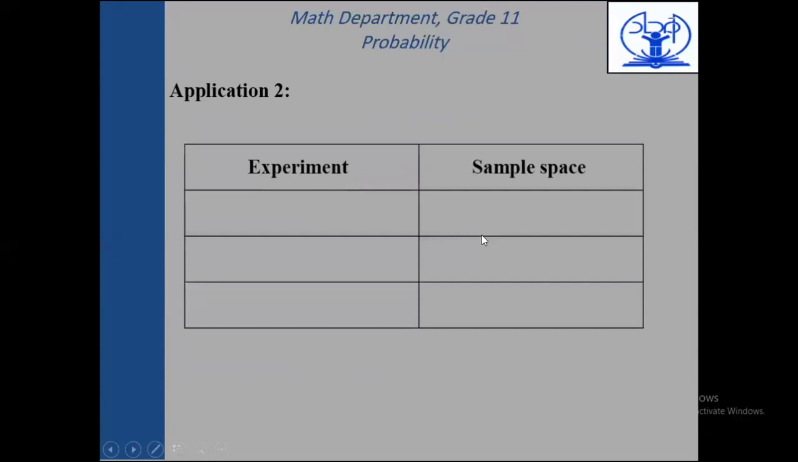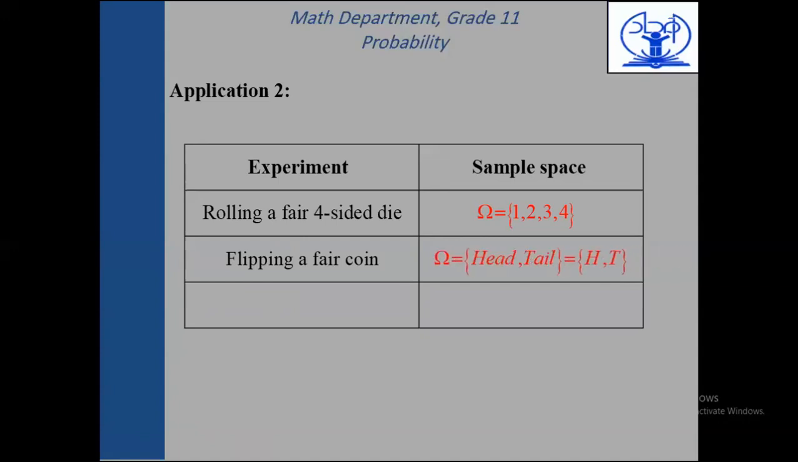Application now. I'm going to give you the experiment. You have to think of the sample space. Don't forget the sample space is the set of all possible outcomes. What's the sample space in case you roll a fair four-sided die? It will be 1, 2, 3, 4. What are the outcomes if you are flipping a fair coin? As you know, when you flip a coin, you will get either a head or a tail. That's why if I ask you what's the probability of getting a head, this will be 1 over 2.